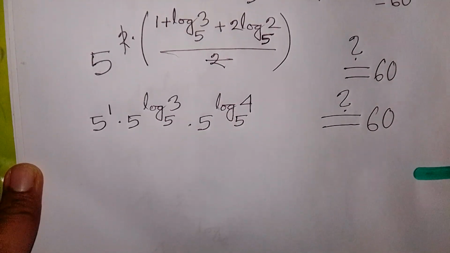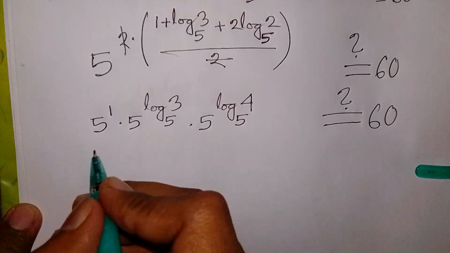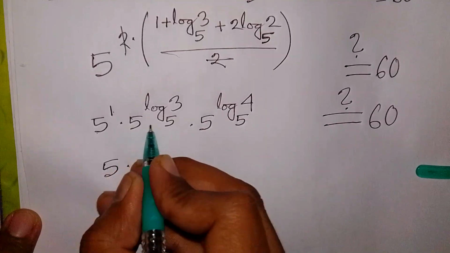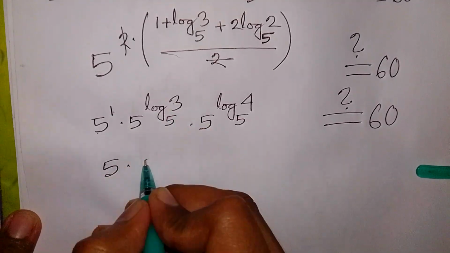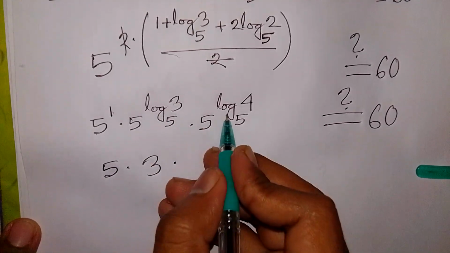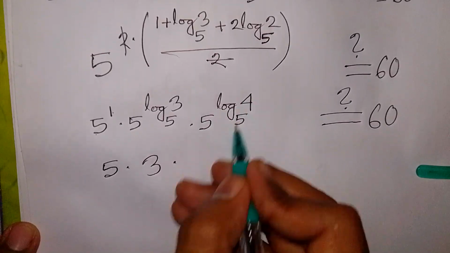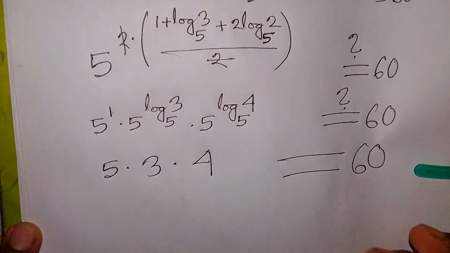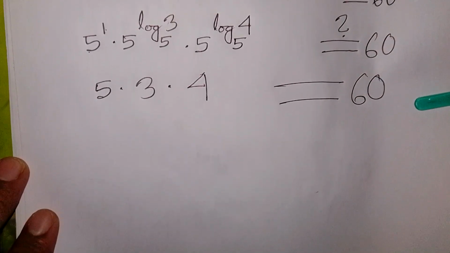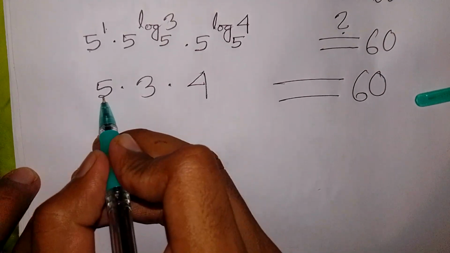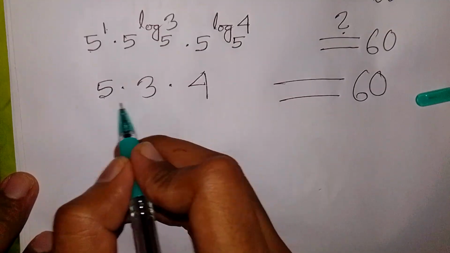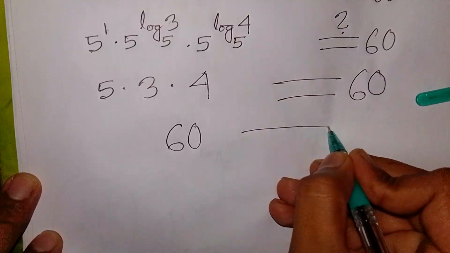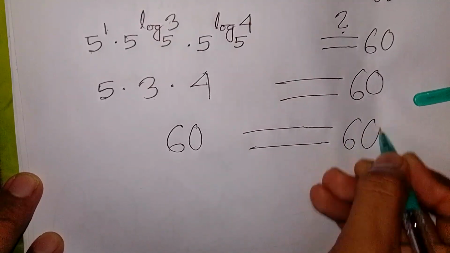Now 5 power 1 is the same as 5, times 5 to the power log 3 base 5, which is the same as 3, times 5 to the power log 4 base 5, which is the same as 4, is equal to 60. Now 5 multiplied by 3, that means 15. So 15 multiplied by 4 is the same as 60. So of course 60 is equal to 60. So left side is equal to right side.